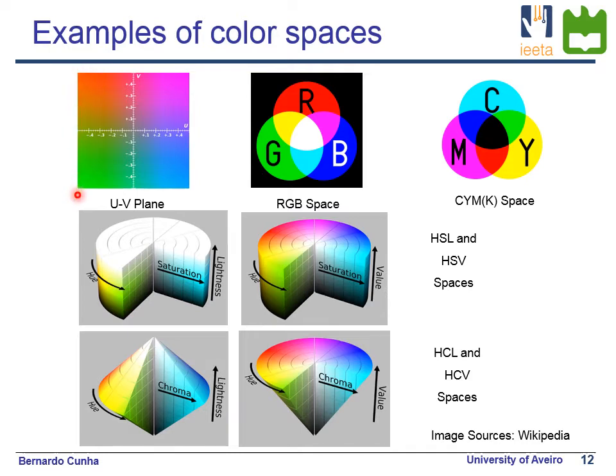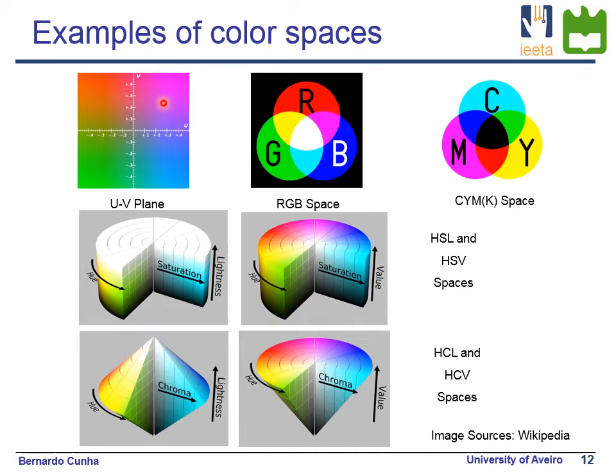Here on the left you can see what would be the UV plane. Remember that U and V are chrominance components. So if we create an image only based on all the combinations of U and V, what you would see is something like this. As you can notice, there is no luminance in this image. What you can get is only chrominance information.